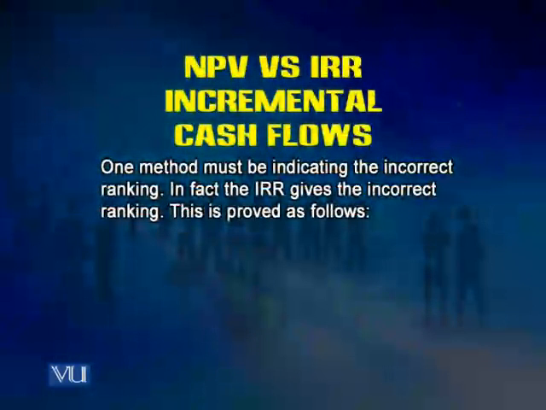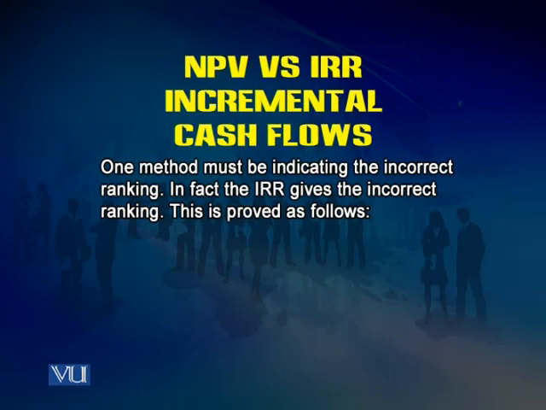Independent projects, what would be your decision? Your cost of capital is 10%, IRR of 18 and 22, both would be acceptable. Independent projects using NPV is positive in both the cases, so both projects would be acceptable. Now we need to choose one, so we have to rank, and the ranking is now different for the different techniques. Incremental cash flows. One method must be indicating the incorrect ranking.